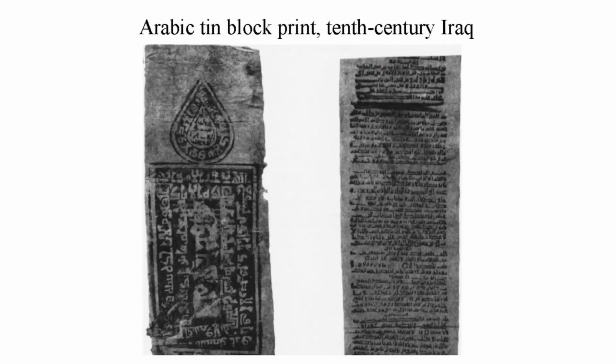What about print? Well, forms of print were known even in the pre-modern Muslim world, but these were not, as I said, movable type, but block print. This is an example of what's called tin block print. So there's a surface of tin in which you engrave the letters, and then you use that to print, as in you dip it into ink and then put it on paper.